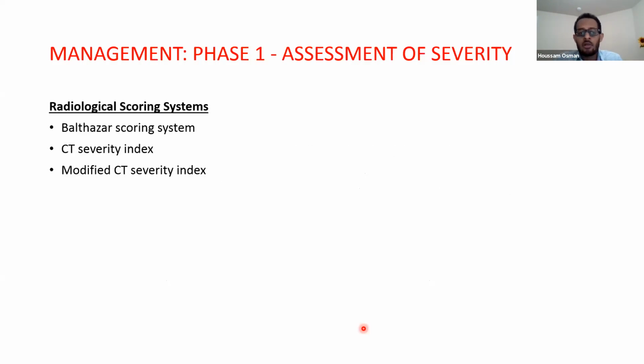For example, radiological scoring systems, I've never used them. I don't know anyone who uses that actually in the United States, including the modified severity index that talks about the degree of necrosis, no necrosis, 30%, more than 30%, enlargement of the gland, presence of fluid collection. I think they use it in Europe, but I'm not aware of any center in the United States that uses this.